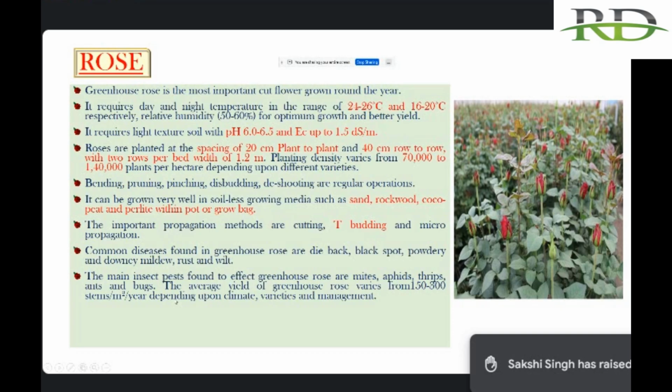The average yield from a greenhouse grown under hydroponics, the rose yield can go up to 150 to 300 stems per square meter per year, which also depends on the climate, varieties, and the management practices.